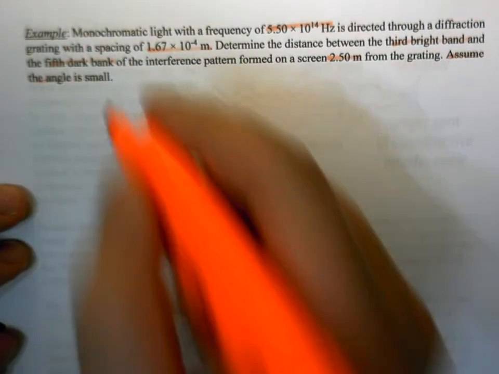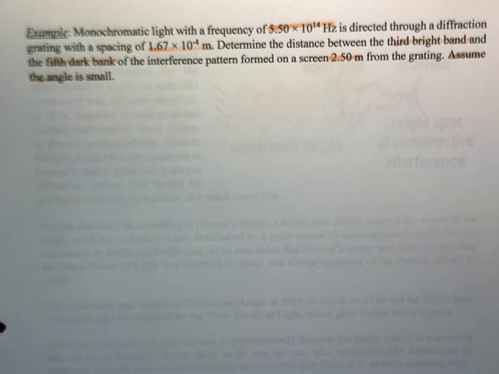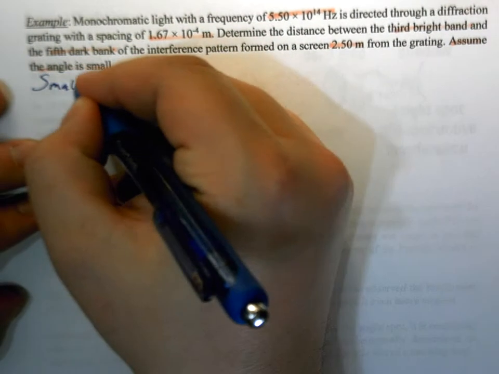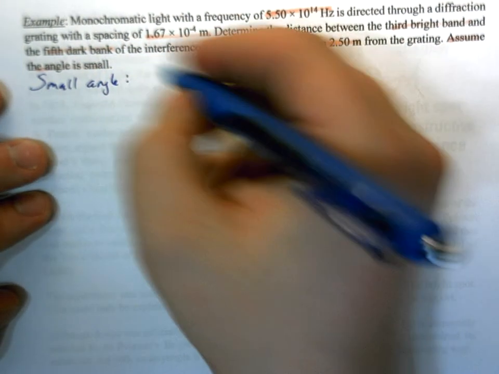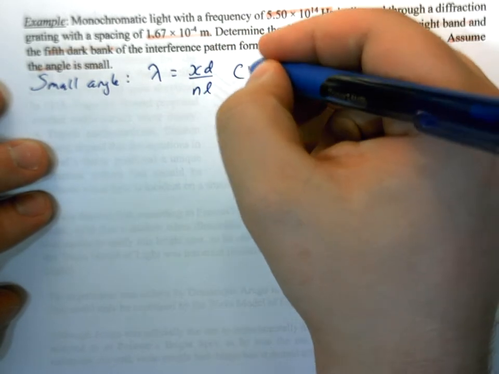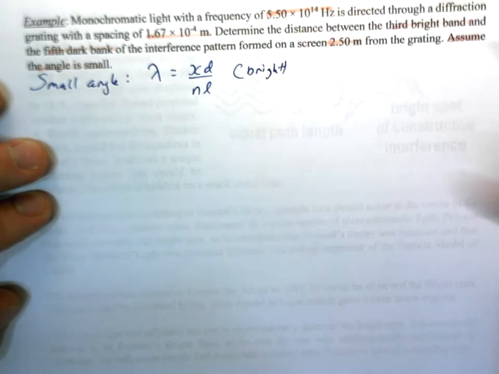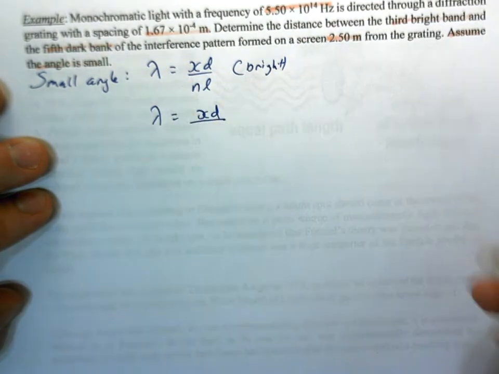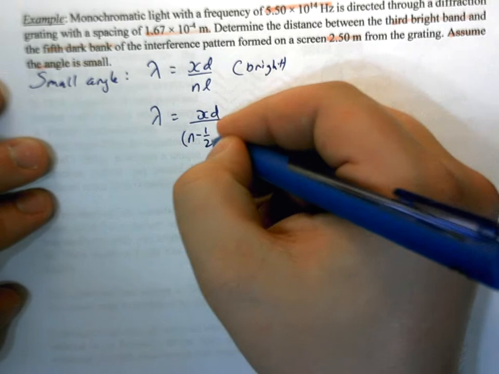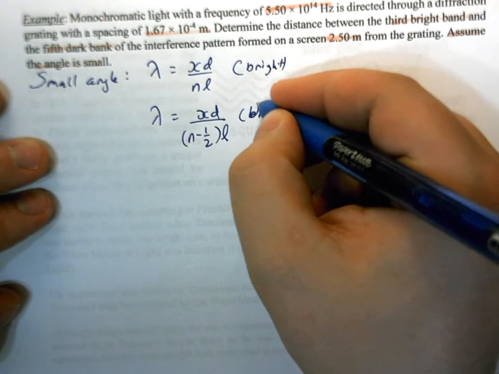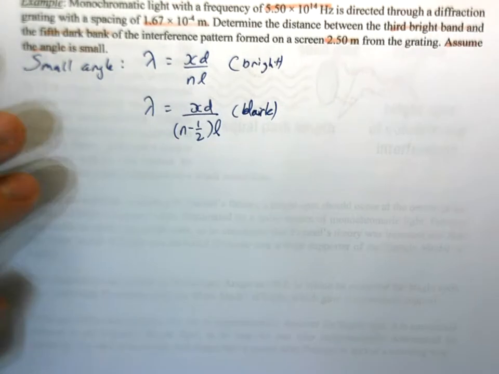Assume the angle is small. So we're telling you this just to make life simple. The angle's small, use the small angle approximation. So the small angle approximation that we know and love, we have lambda equals xd over nl for bright fringes. And since we're dealing with dark fringes, we also want to have an equation for that. So where we have an n, we're just going to replace that with an n minus 1/2. Dark. So we have our equations.